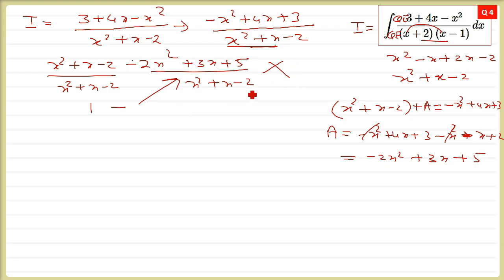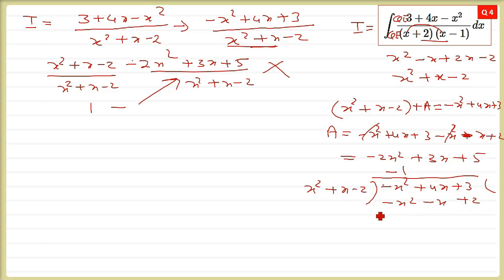I hope you got the idea. That means you have to divide now. You have to apply some other approach. So I'm dividing negative x square plus 4x plus 3 by x square plus x minus 2. You need a negative x square here, so multiply x square plus x minus 2 with negative 1 and write it in the denominator. So this is what you get. Now subtract these two equations. So this will get cancelled. 4x plus x will be 5x and 3 minus 2 will be plus 1.